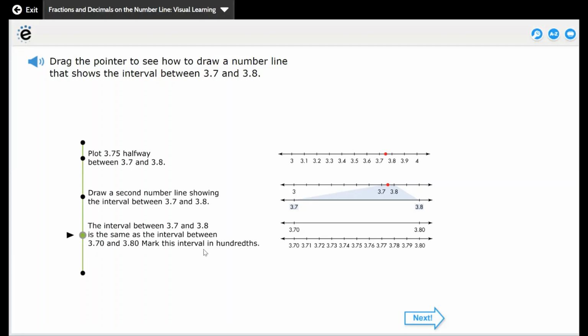Mark this interval in hundredths. So this number line in hundredths shows 2 digits after the decimal point because it's between 3.7 and 3.8. So this number line is between 3 and 4, and this number line starting from here is between only 3.7 and 3.8. So 3.70, 3.71, 3.72, and so on till 3.79, then 3.80.